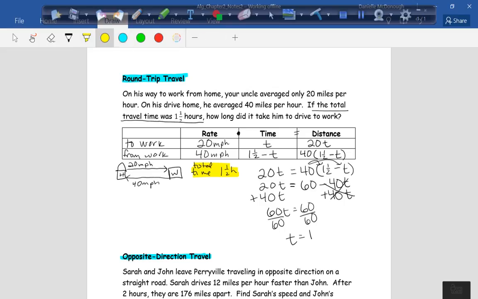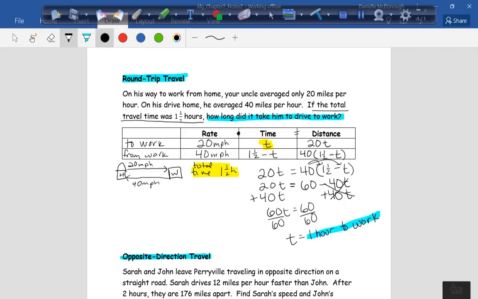If I can get my highlighter here. There's my t. So what that tells me is it took him 1 hour to work. All right. And so when I go back up here and look at the question that it asked me, it did ask me how long did it take him to drive to work. So the answer to that question would be 1 hour to go to work.